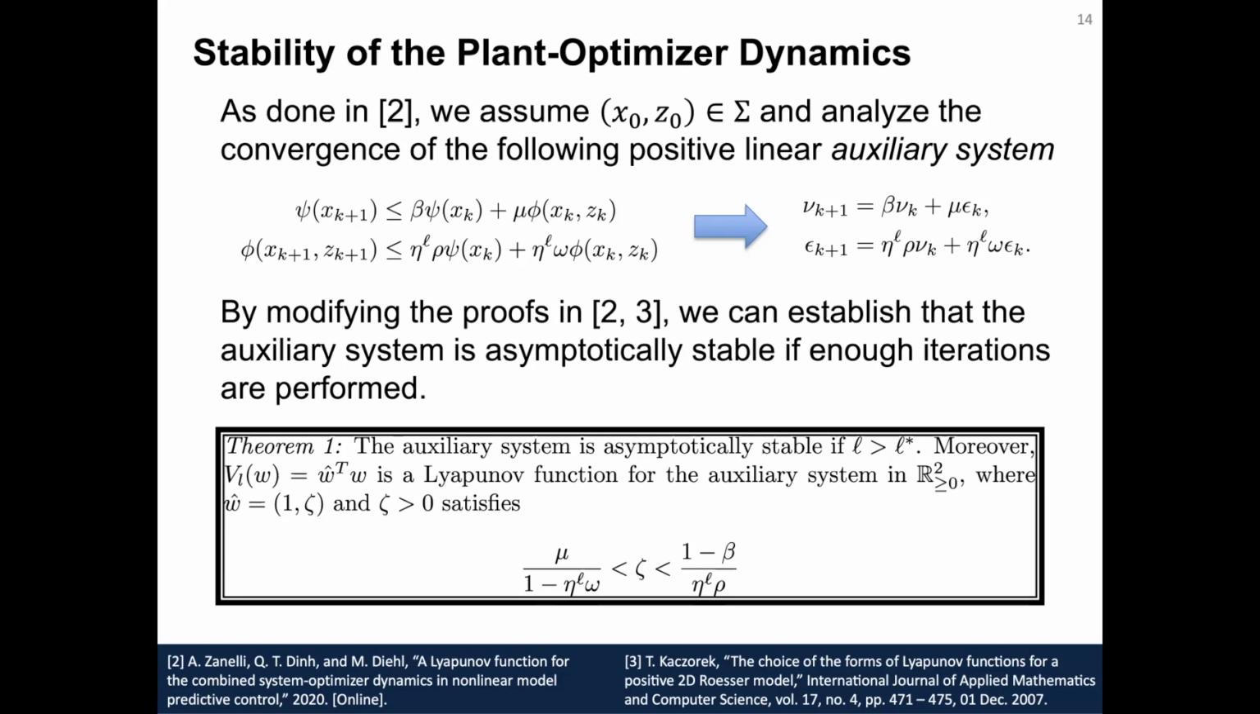So to analyze the stability of our closed loop system, we use a method discussed in reference 2, and that is to define this positive linear auxiliary system that represents the upper bound of the inequalities here. And if we can show that this positive linear auxiliary system is asymptotically convergent, then this also must mean that the left-hand side of our inequalities, which are upper bounded by the auxiliary system, are also asymptotically convergent. So by modifying the proofs in references 2 and 3, what we can prove is that given enough iterations of our time-distributed model predictive control strategy, our linear auxiliary system is asymptotically stable and has a known Lyapunov function.